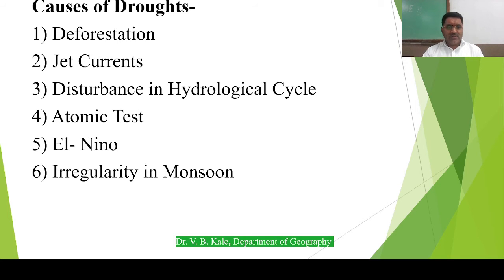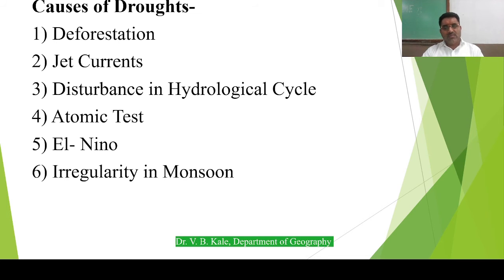Irregularity in the monsoon. As we know, it is said that the monsoon always comes every year, but the onset of the monsoon is not regular. The onset of the monsoon in India is in June, but nowadays, for the last 30 years, there is no regularity in the onset of the monsoon.